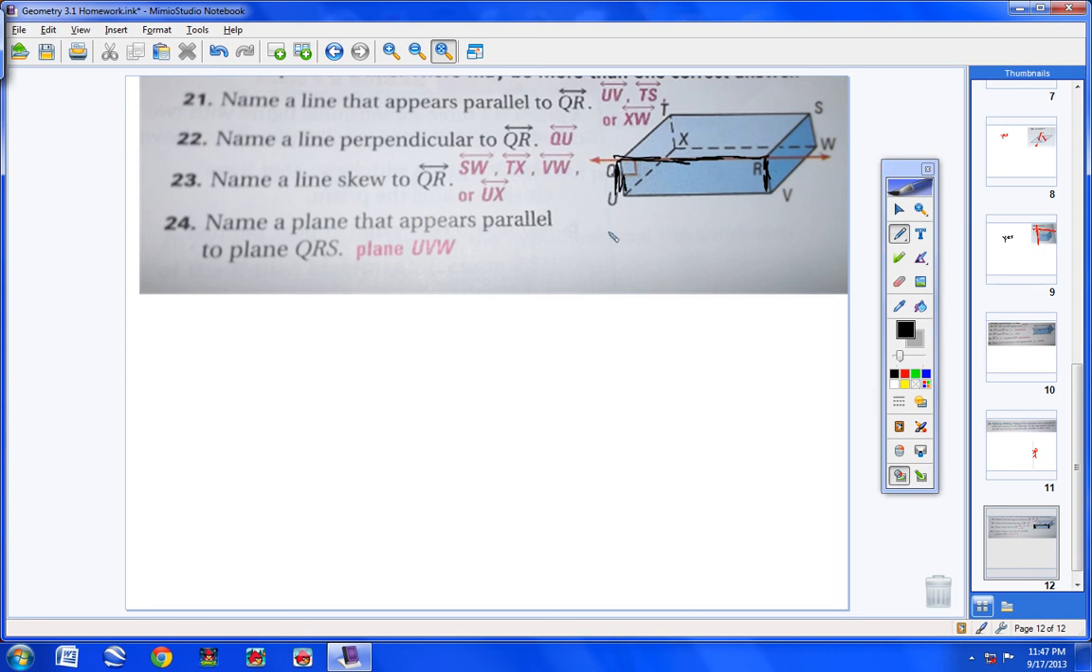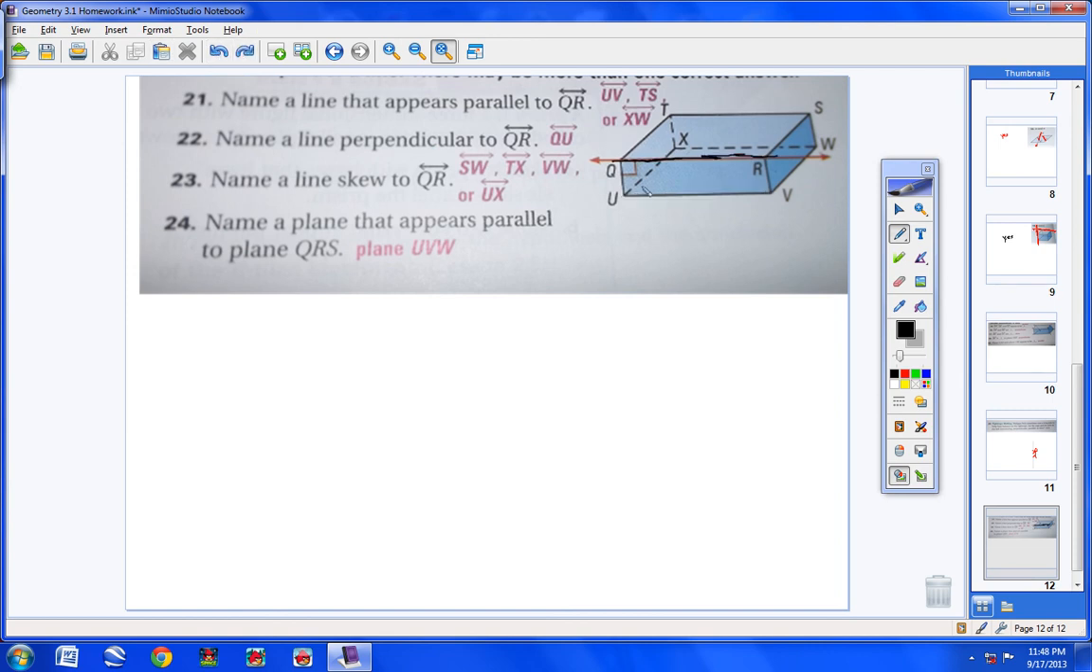Name a line skew to QR. Well, listen. I mean, it's all the lines running the other direction that aren't going to intersect. Like TQ runs the other direction than QR, but yet they still intersect right there. So it's not going to be skew. Okay? And look at SR. SR right here is going to intersect QR right here. So they're not skew. And UV is not going to intersect QR, but it's not skew. That's parallel. They lie in the same plane.